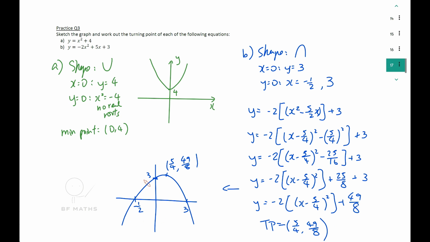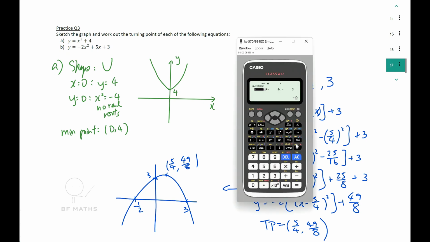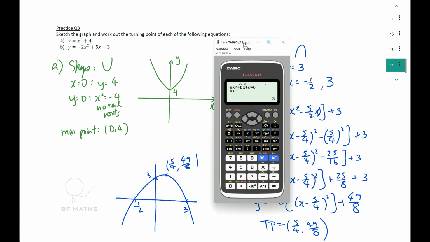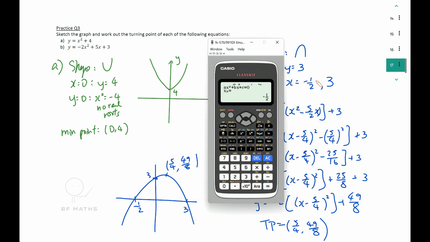So when you sketch the graph, it looks like this. Now, you can also rely on your calculator to help you find the turning point. Let me put in the values: minus 2, 5, and 3. Then you can find your values 3 and minus a half. And if you keep pressing equals, you find the maximum is 5 over 4, which is our x value, and the y value is 49 over 8.